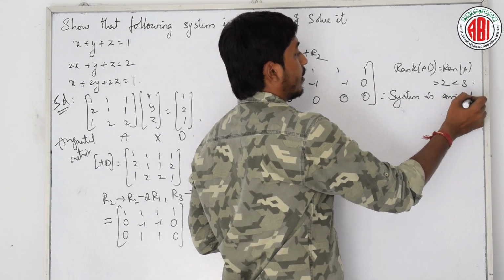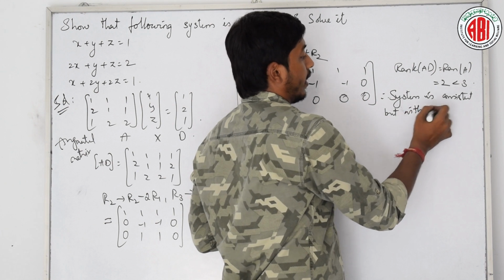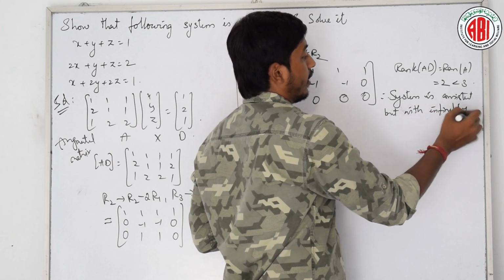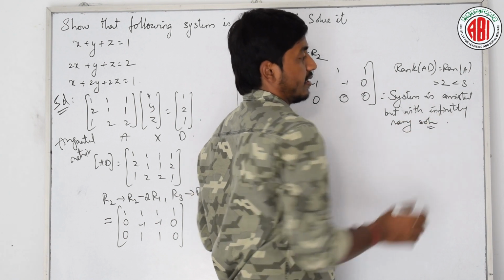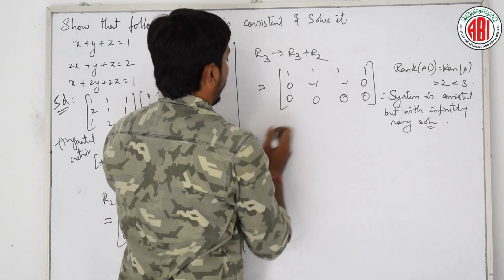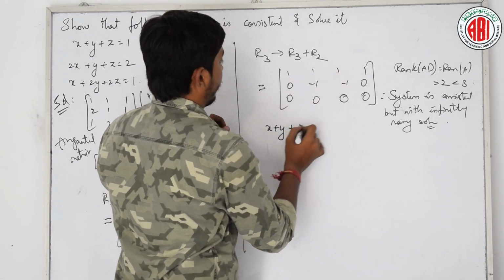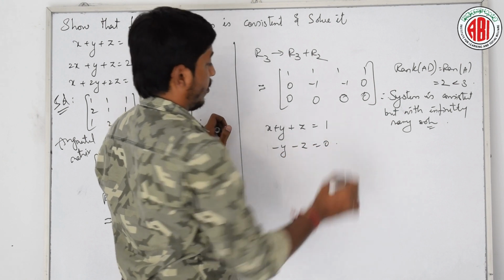consistent but with infinitely many solutions. Okay, what's the first step we have to do now? Convert this into equations. X plus y plus z equal to 1, minus y minus z equal to 0.